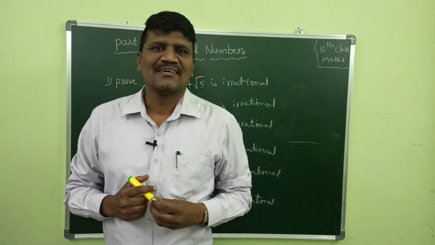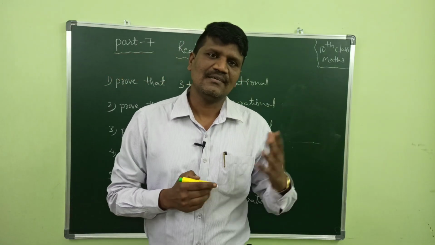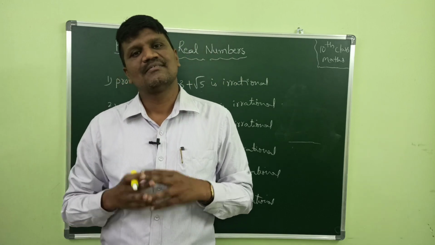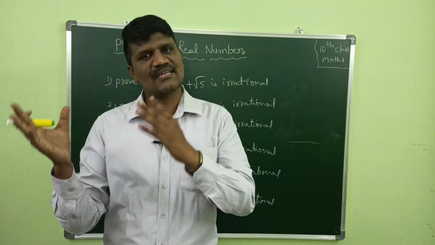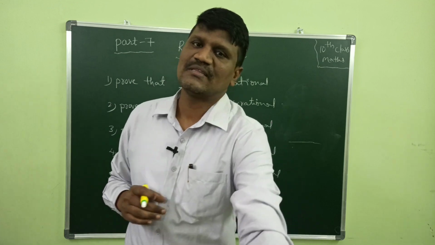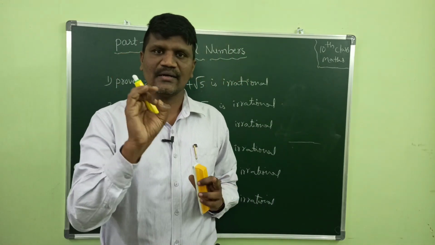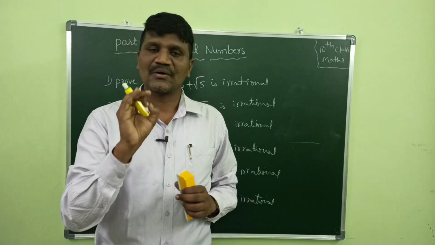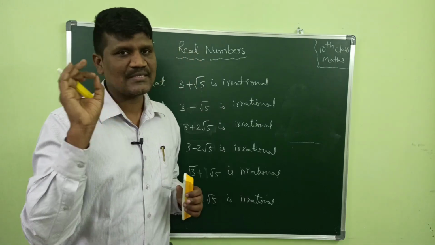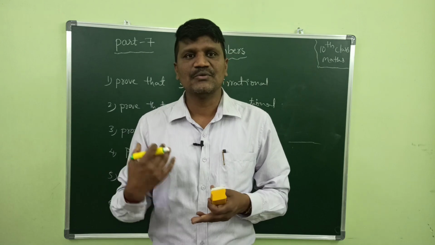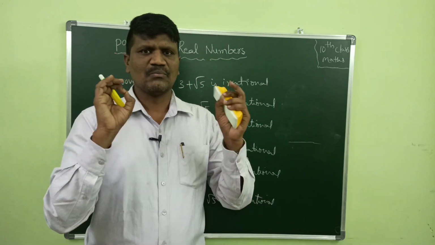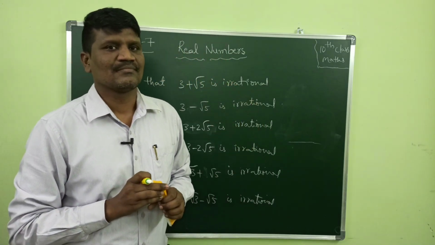Hello students, in the previous video we have seen what is an irrational number and how to prove an irrational number using the contradictory method. In the contradictory method we have seen how to prove root 2 is an irrational number, root 3 is an irrational number, root 5 is an irrational number. So in this video we are going to see the most important problems.